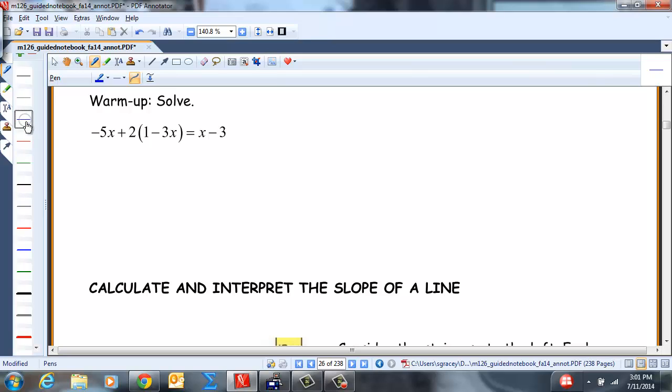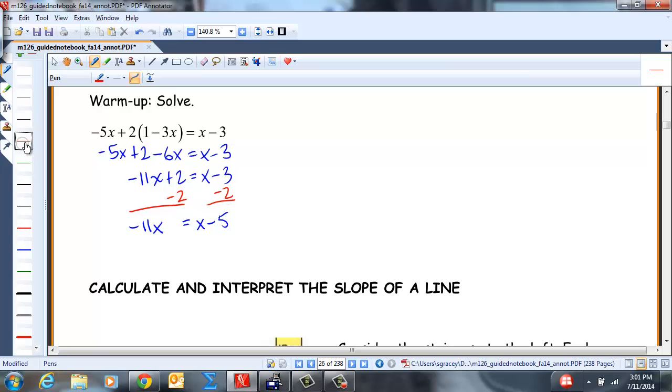Okay, let's see how you did. So we have negative 5x. When we distribute the 2 through, we'll have plus 2 minus 6x is equal to x minus 3. We have like terms with the negative 5x and negative 6x. That will give us negative 11x plus 2 is x minus 3. Subtracting 2 from both sides, we will have negative 11x is equal to x minus 5.